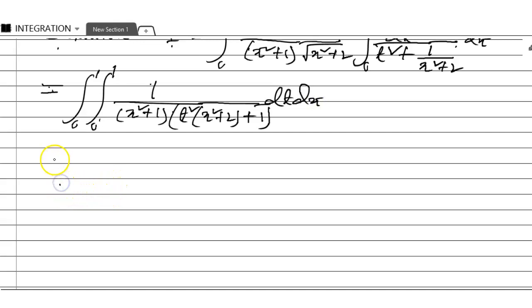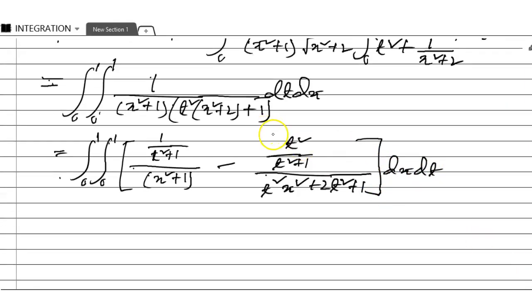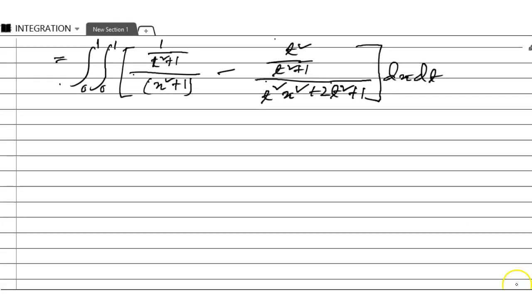And after that, it can be written 0 to 1 and 0 to 1, 1 divided by t square plus 1, x square plus 1 minus t square divided by t square plus 1, divided by t square x square plus 2 t square plus 1, dx dt. Just split this fraction. I just split it.